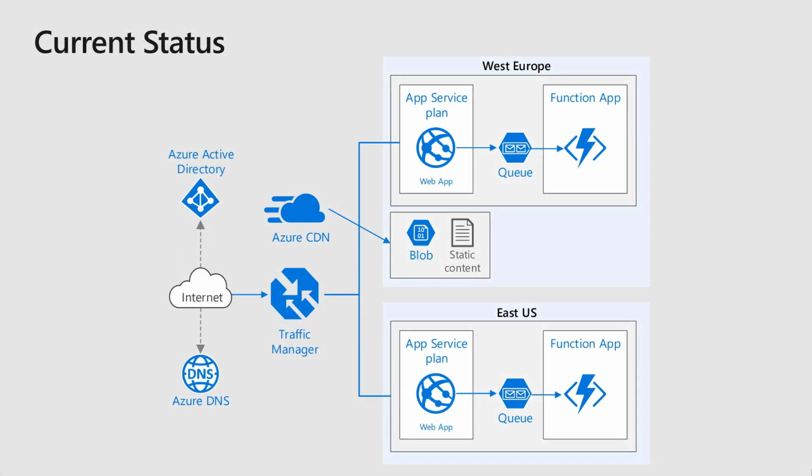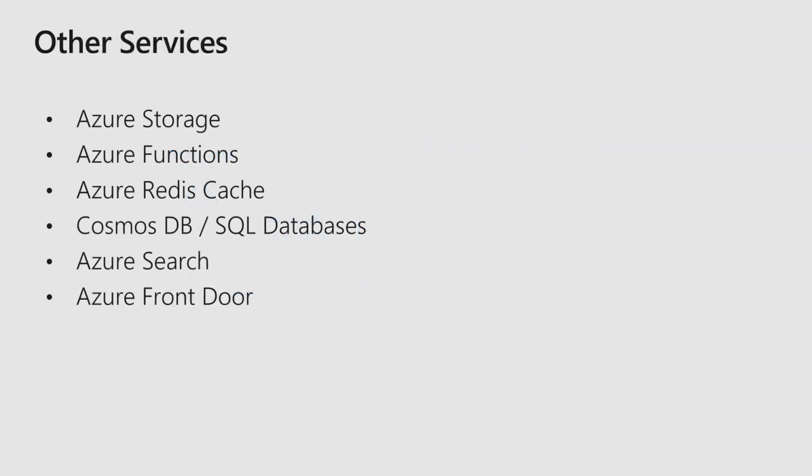So this is our current status. I tell you that we also have other services, right? I can also have Azure Storage. Well, I created one. I can also have Azure Functions. We saw that already in the diagram from the start.